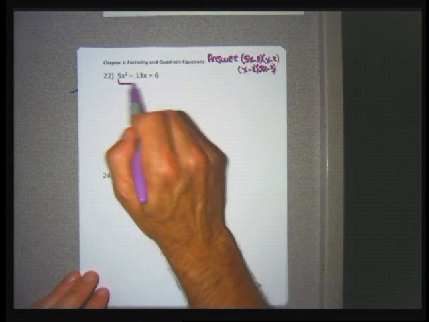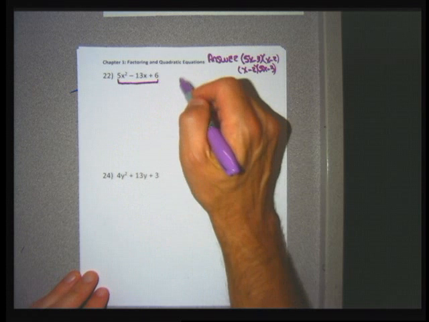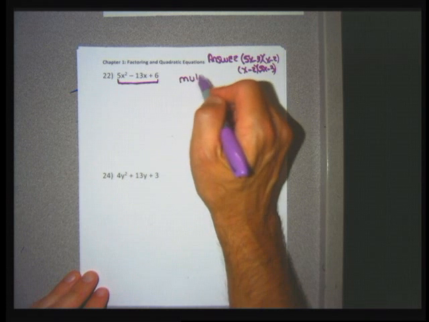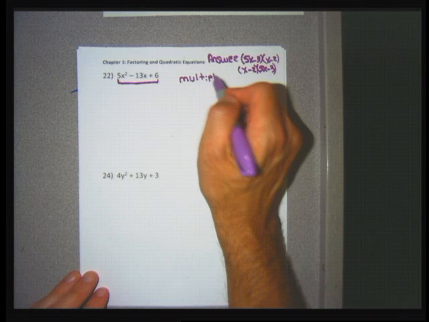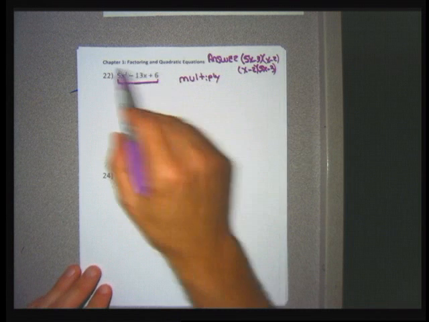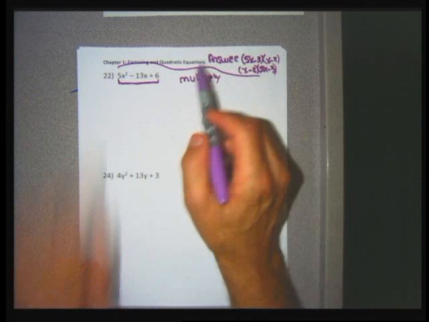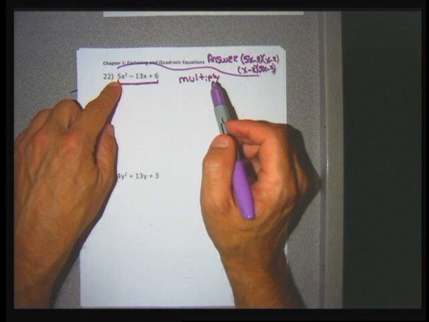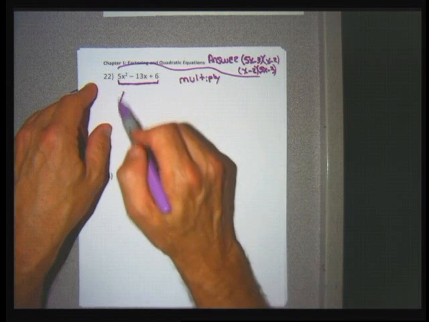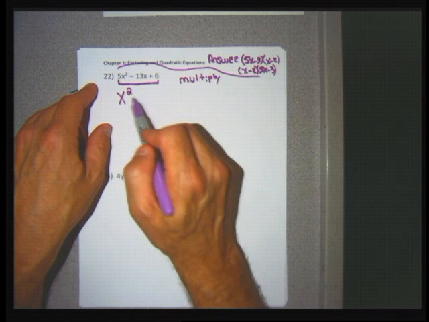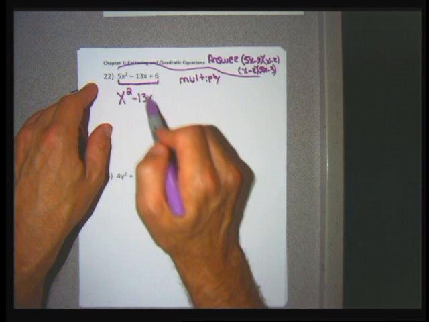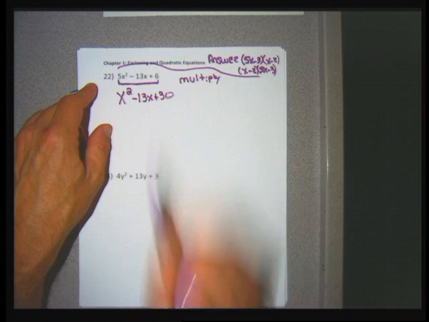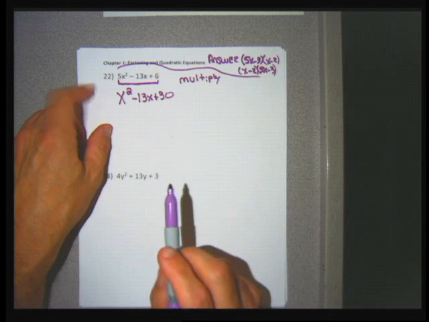So first step is to multiply. So I'm multiplying the first number by the last number. I can only use bottoms up when there's a number in front of the x squared term. If there's not a number in front of the x squared term, I don't need bottoms up. So I multiplied. I'm turning this into x squared minus 13x plus 30. And now I'm going to factor this.